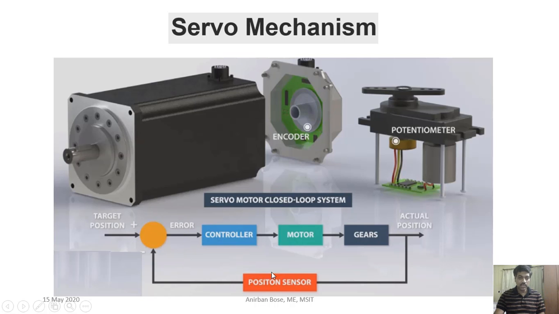This potentiometer or the encoder sends the exact position of the shaft or the speed of the shaft, and then that information is compared with the set position, and according to the error signal, the controller sends the signal to the motor to correct its speed or the position. In this way, the motor with the help of gear increases the torque and reduces the speed, and ultimately the final position becomes very accurate. This is what the servo mechanism is in short.